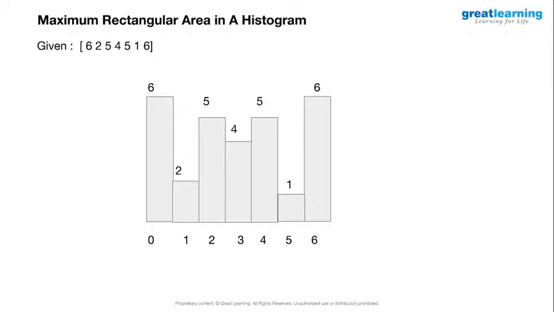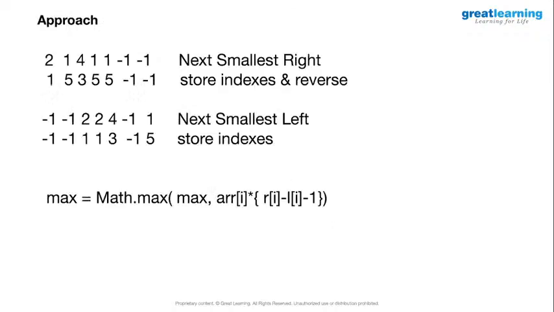Right now, if you observe this carefully, we cannot expand it on the left side or on the right side. Why? Because to expand it, the height should be either less than 6 or equal to 6. Now let me show you this diagram first.